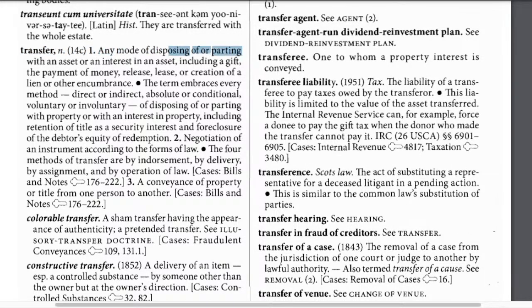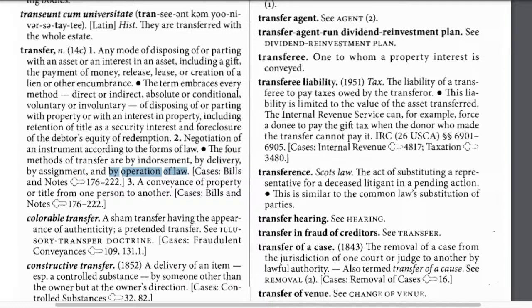Any mode of disposing of or parting with an asset or an interest in an asset, including a gift, the payment of money, release, lease, or creation of a lien or other encumbrance. The term embraces every method, direct or indirect, absolute or conditional, voluntary or involuntary, of disposing of or parting with property or with an interest in property, including retention of title as a security interest and foreclosure of the debtor's equity of redemption. 2. Negotiation of an instrument according to the forms of law. The transfer is a negotiation of an instrument. The 4 methods of transfer are by endorsement, by delivery, by assignment, and by operation of law.